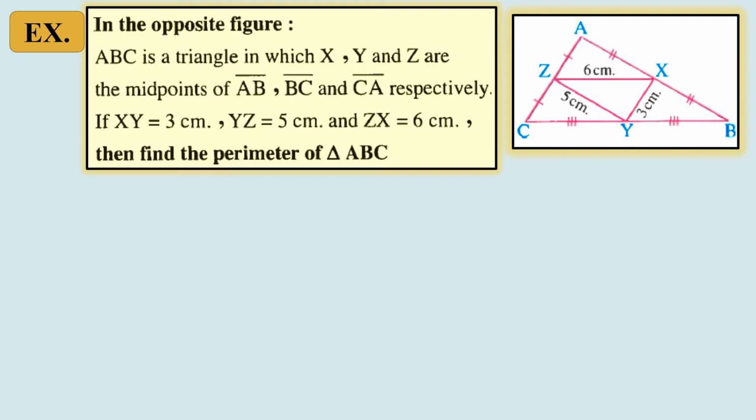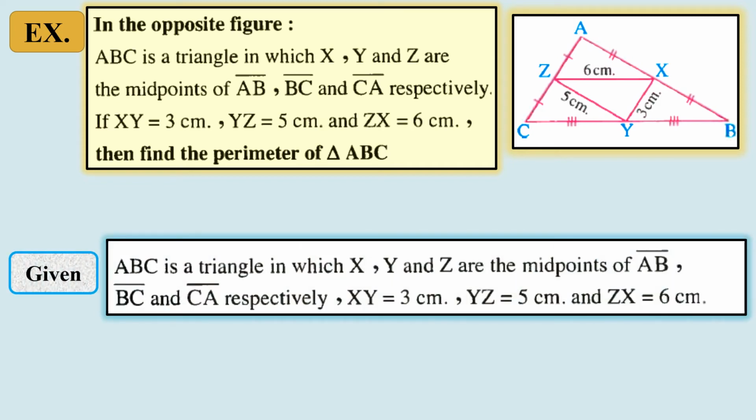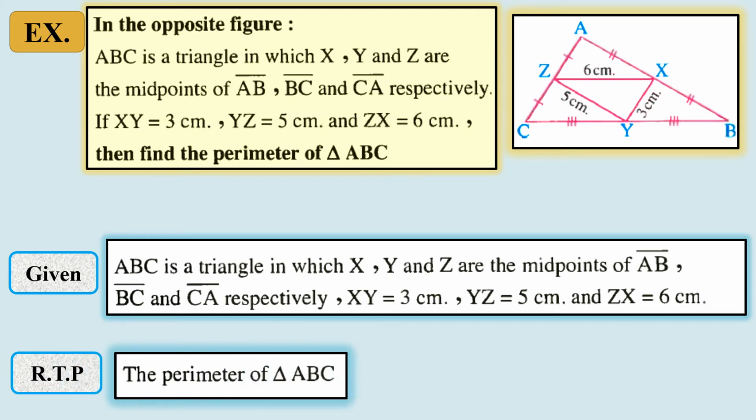In the opposite figure, ABC is a triangle in which X, Y, and Z are the midpoints of AB, BC, and CA. If XY equals 3 cm, YZ equals 5 cm, and ZX equals 6 cm, then find the perimeter of triangle ABC. Okay, this is our given. And RTP: find the perimeter of the triangle ABC.